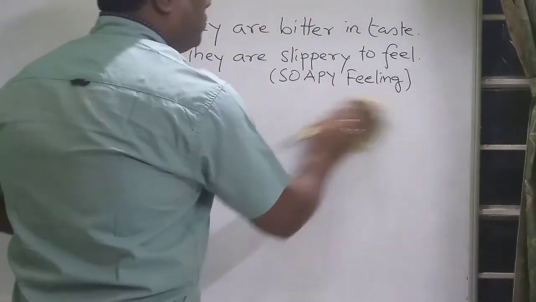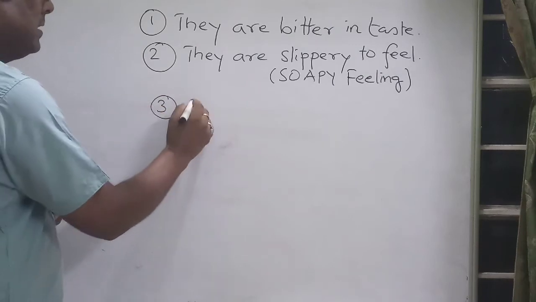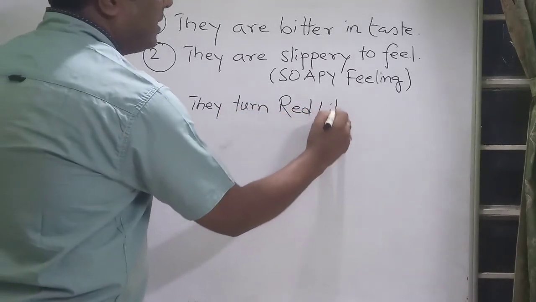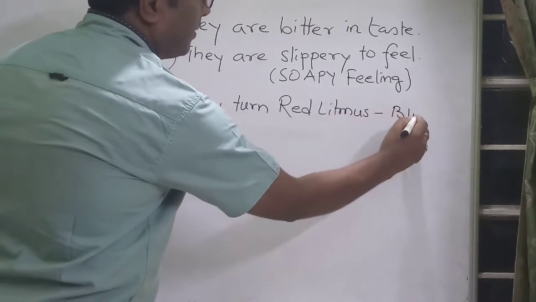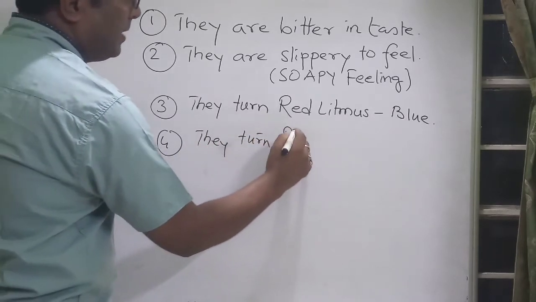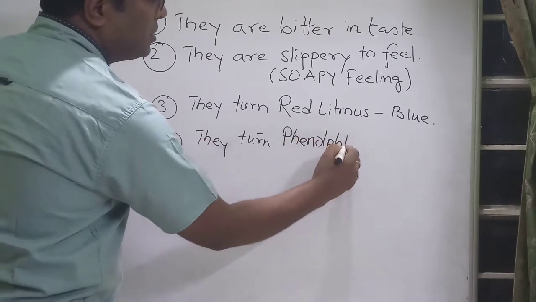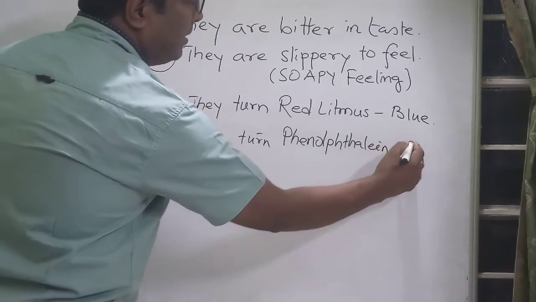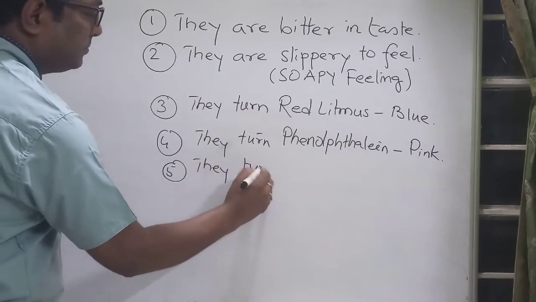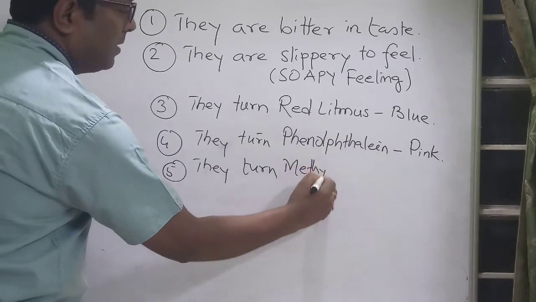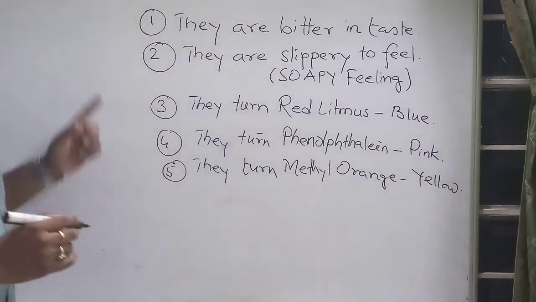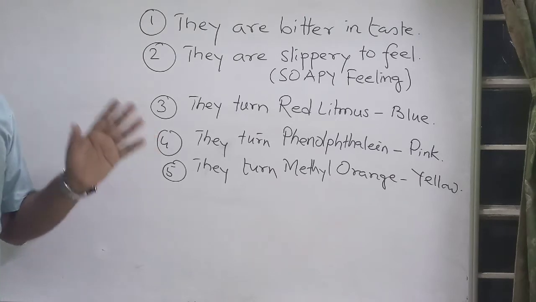The next point that we should know is number 3, they turn red litmus blue. Number 4, they turn phenolphthalein, P-H-E-N-O-L-P-H-T-H-A-L-E-I-N, pink. And number 5, they turn methyl orange yellow. So students, you just check it, the first 5 physical properties of bases.